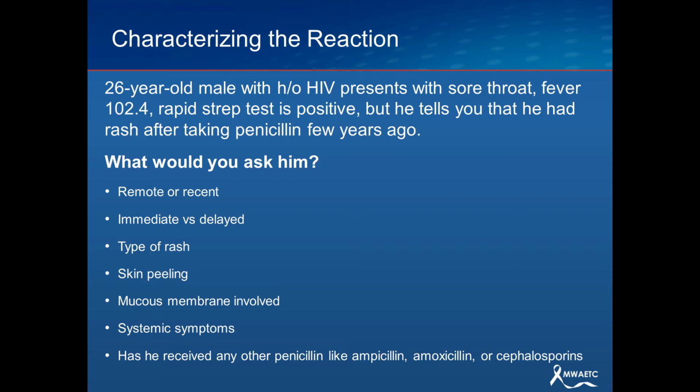Here is a 26-year-old male with HIV who presents with sore throat and fever of 102. Rapid strep throat is positive, but he tells you that he had a rash after taking penicillin a few years ago. What would you ask him? It's important to ask whether he had a remote history of a reaction or a recent reaction, because most remote reactions that were benign or mild are less likely to be severe enough to cause a reaction at present. Most of the time when we reintroduce, they are able to tolerate it. That's the reason it's important to know whether it was a remote or recent reaction, and whether it was immediate or delayed.